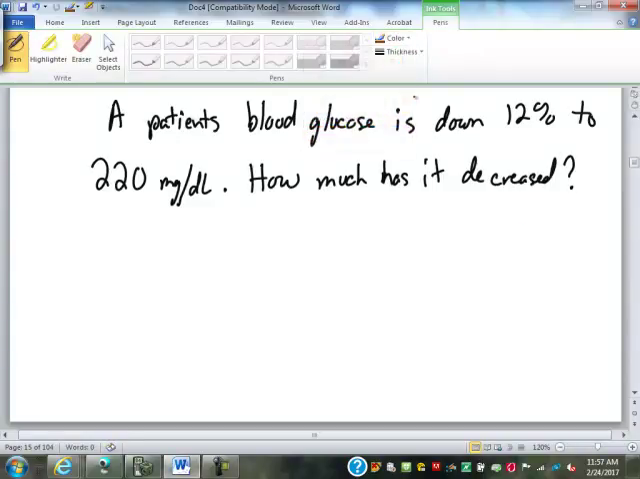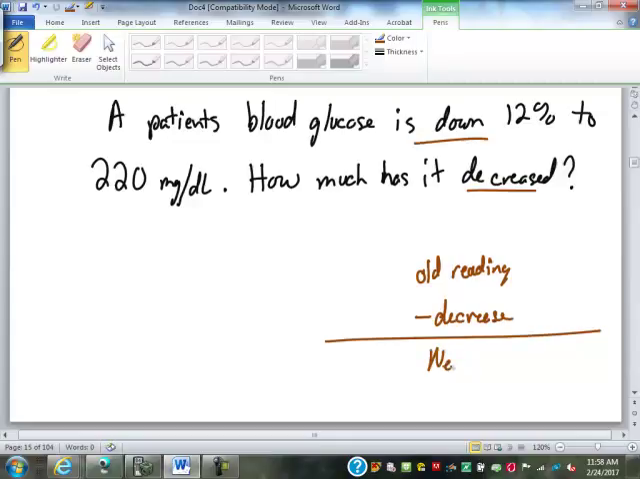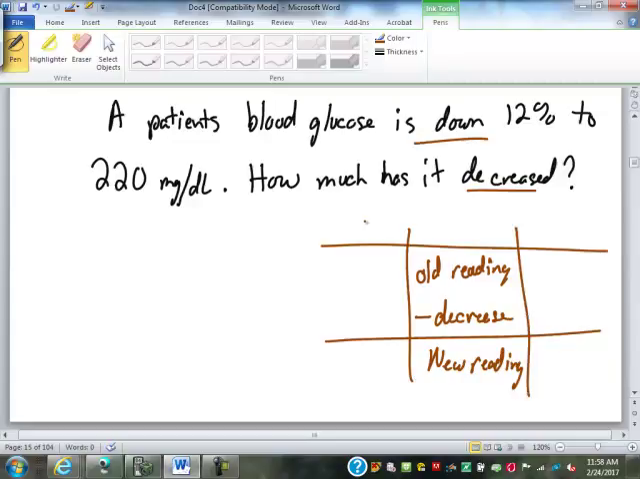So again, I can set up a table. I have the old reading or previous reading, however I want to do it. I'm just going to say old reading. And it has gone down or decreased, so we're going to subtract that decrease to get the current reading, or I'm just going to call it the new reading. And like in all of our other problems, every item is described by a percent and another number. In this case, the other number is the milligrams per deciliter, which is just a common unit used for labeling blood tests.